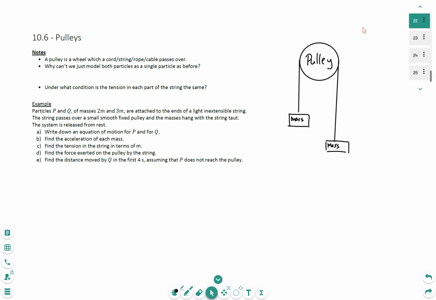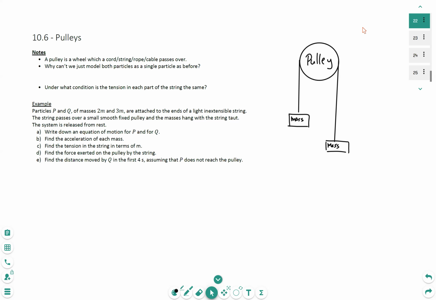Welcome to Year 1 Mechanics, Chapter 10.6 about pulleys. In Chapter 10.5, in the last lesson, we were looking into connected particles, maybe like a van towing a caravan or a woman in a lift. Well, they're considered as connected particles because they are moving in the same direction. Now, pulleys is also a connected particle, a part of it.